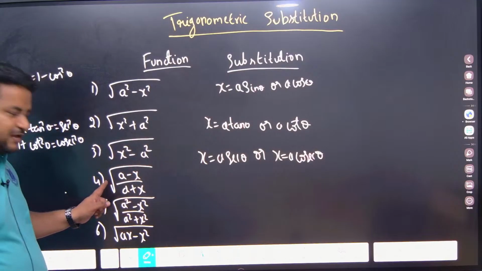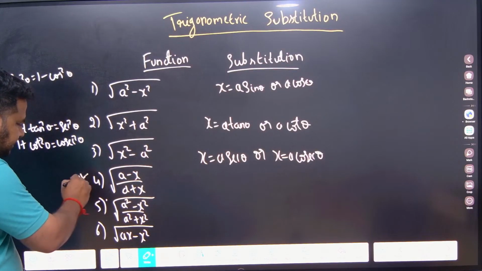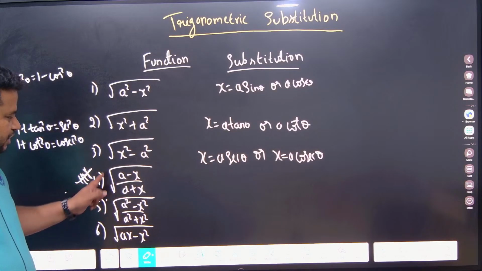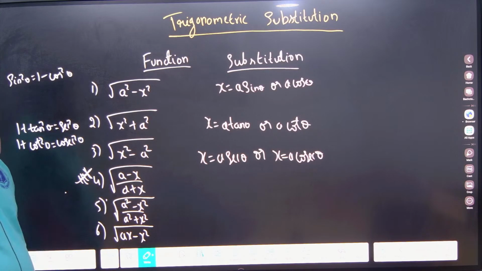Now look at this, very important. Look at this, very important. If they are given, root of a minus x by a plus x, root of a minus x by a plus x is given.